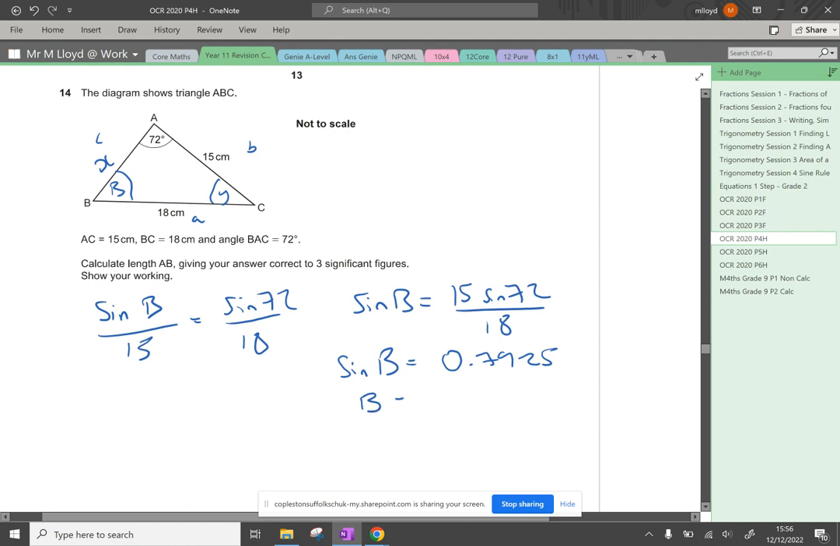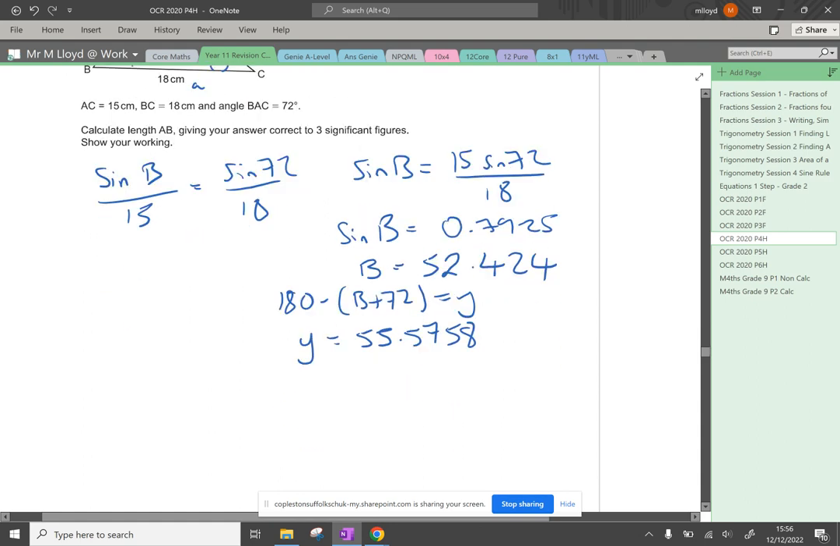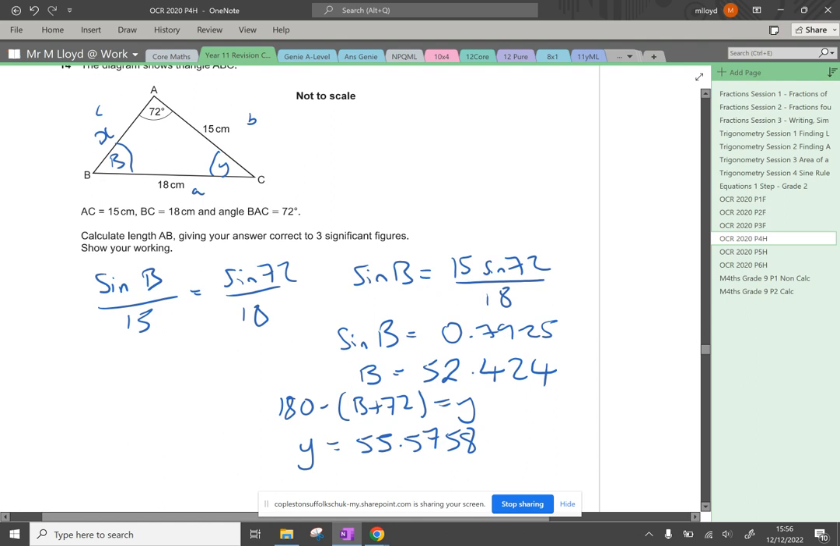Inversing the effect of sin will give me an angle of 52.4. I don't want to round it, but I'm going to cut it off at 3 decimal places. And then 180 take away B plus 72 will give us y. Angles in a triangle add up to 180. So y is equal to 55.758. I'm going to keep this in my calculator as well, because now I need the cosine rule in order to find x.